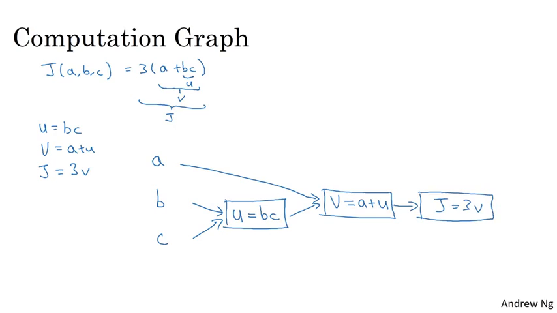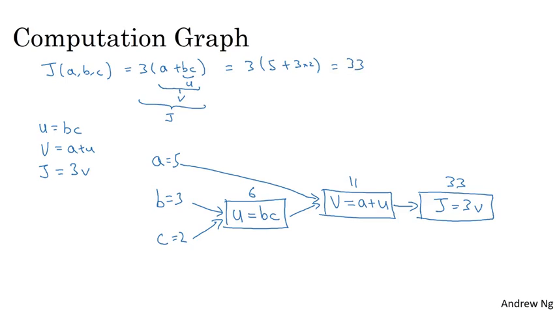times v. So as a concrete example, if a equals 5, b equals 3, and c equals 2, then u equals bc would be 6, v equals a plus u would be 5 plus 6, which is 11, and J is 3 times that, so J is equal to 33. And indeed, hopefully you can verify that this is 3 times (5 plus 3 times 2), and if you expand that out, you actually get 33 as the value of J.